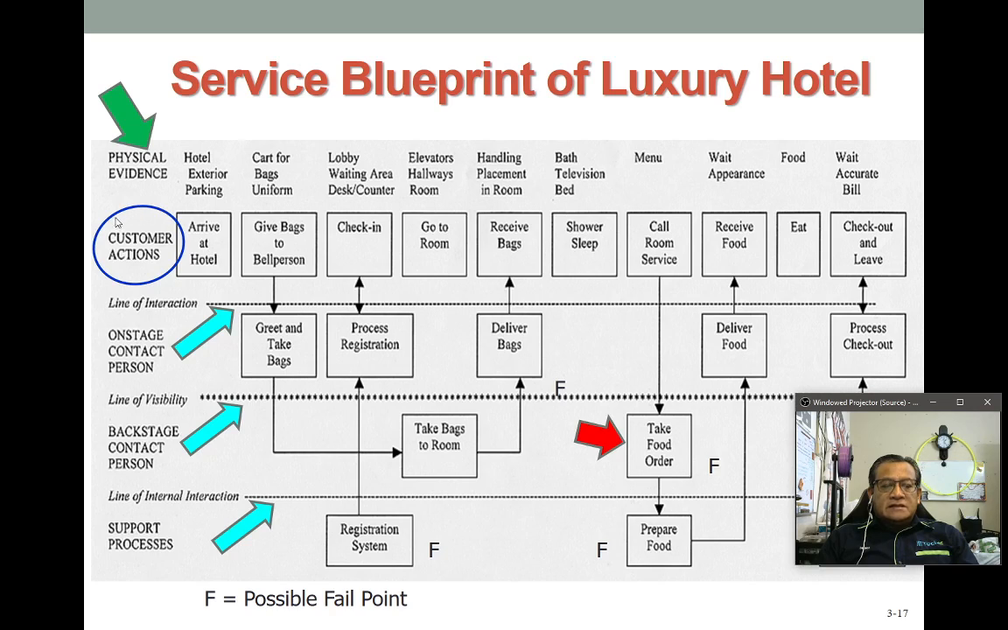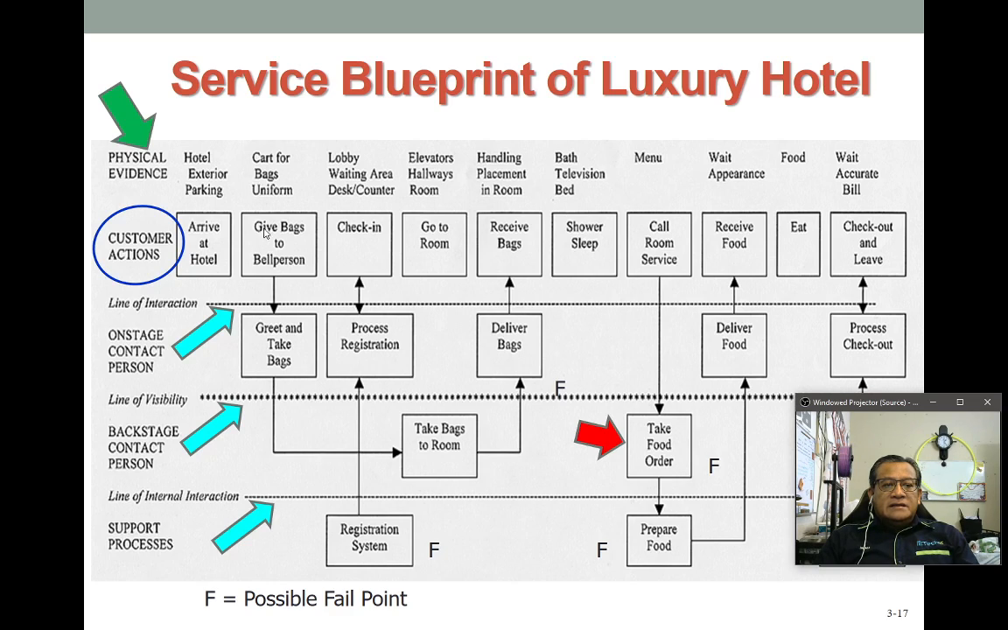For the second row here, this is the physical evidence, the first row. The second row is highlighting the customer's action. So at the hotel, at the parking, it is expected the customer will arrive here. For the bags and uniform, basically you give your luggage to the bell person at the lobby, where you're supposed to register or check in, and so on. Okay, and for the third row here, this is the line of interaction between the customer and the on-stage contact person.